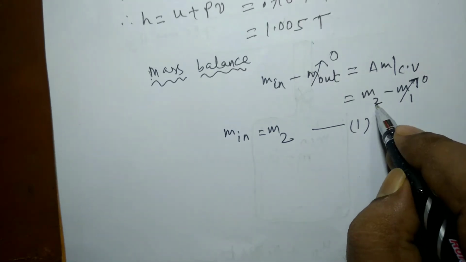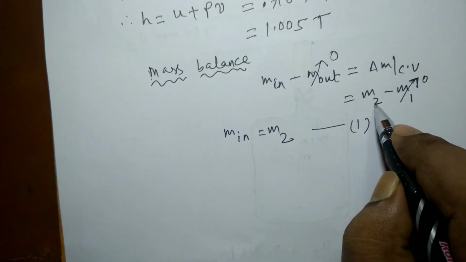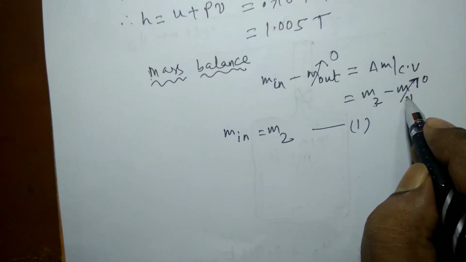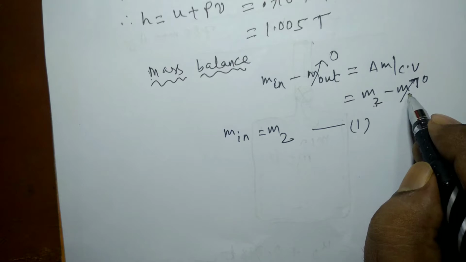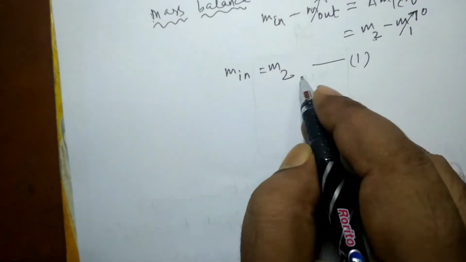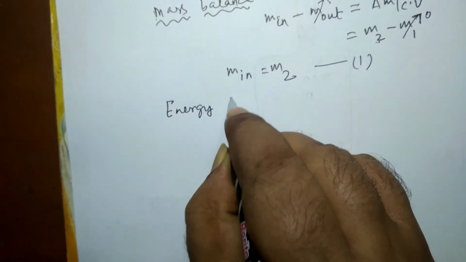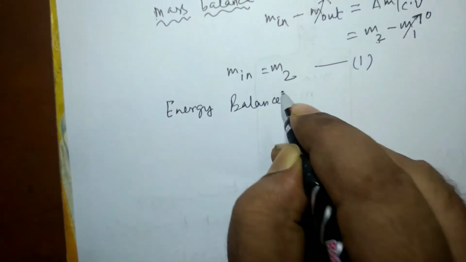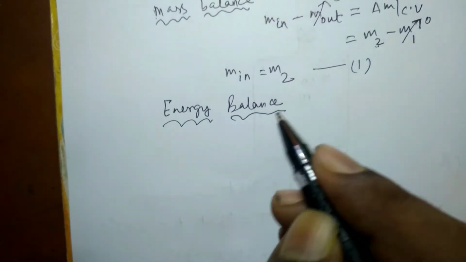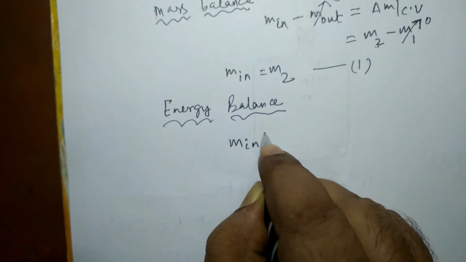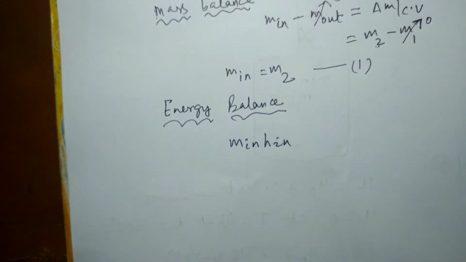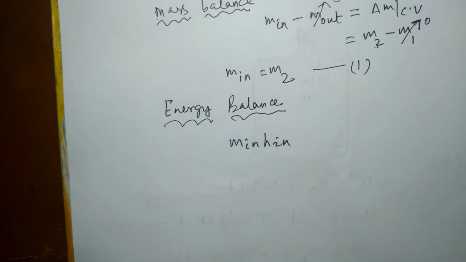M2 is the final mass. Once the process is completed, what is the mass of air inside this bottle? And M1, given in the question, is evacuated, meaning the initial mass in the bottle is 0. So M in is equal to M2. According to the energy balance principle, M in h in, neglecting the kinetic energy and potential energy of the flowing fluid with respect to the specific enthalpy.